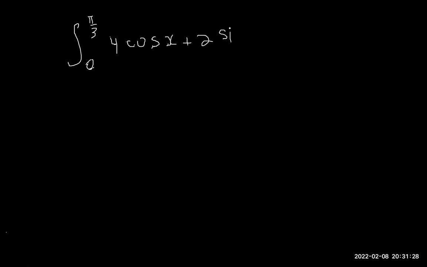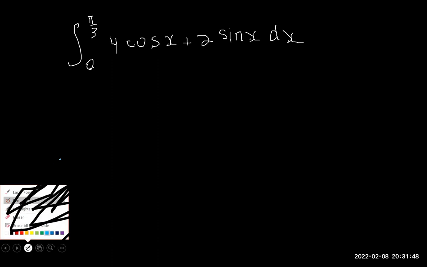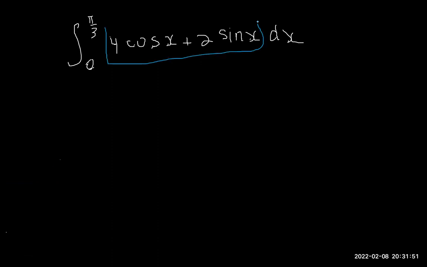Anyways, plus 2 sine x with respect to x. So the first thing you want to do for definite integration is to integrate this expression here, right? We're integrating this using my rules. Do you need me to go through this slowly, like how exactly I'm supposed to integrate this expression, or you're fine with that? Slowly, please. Okay.